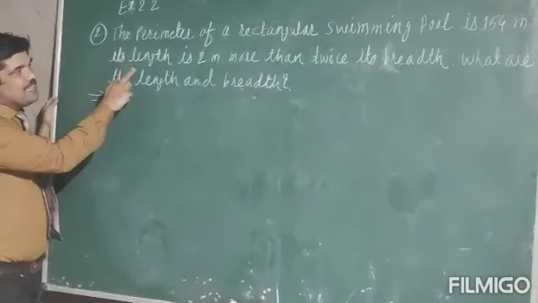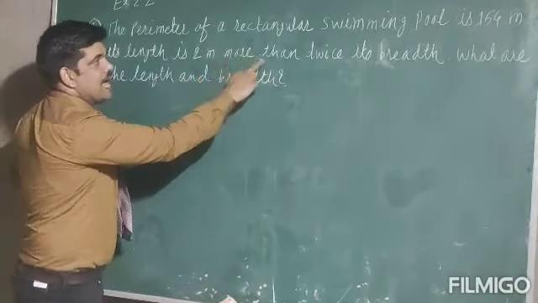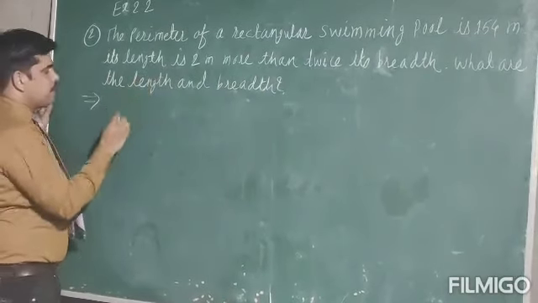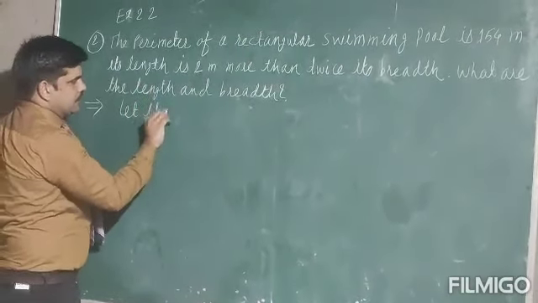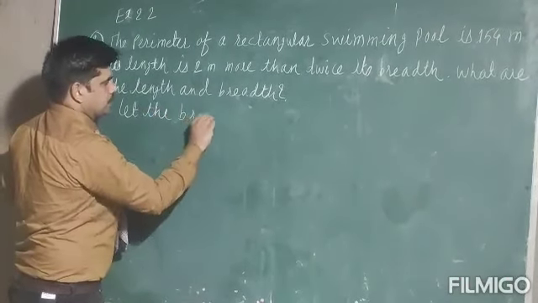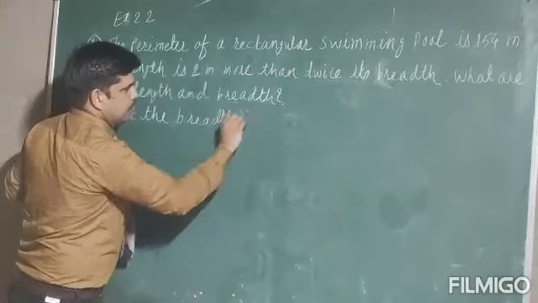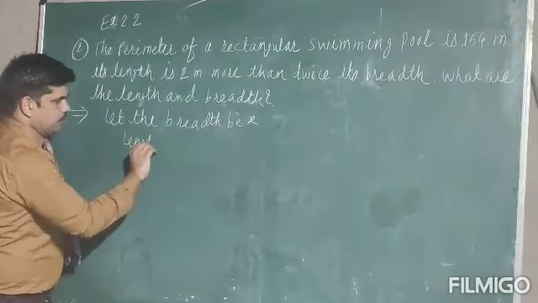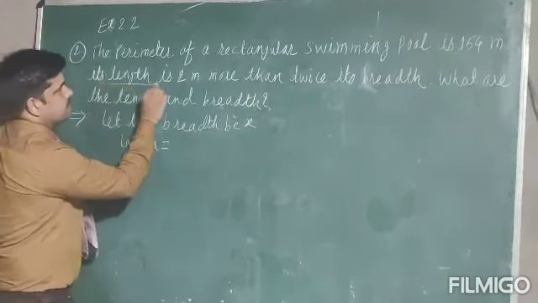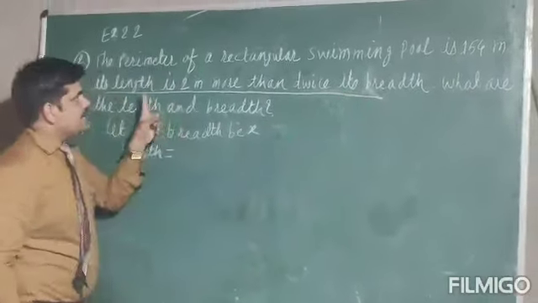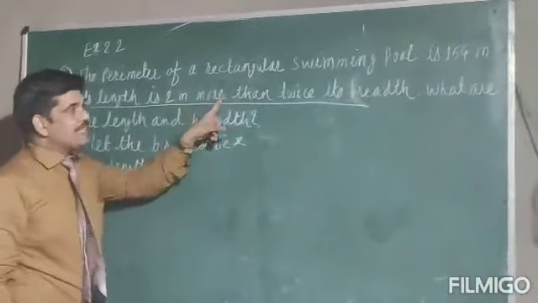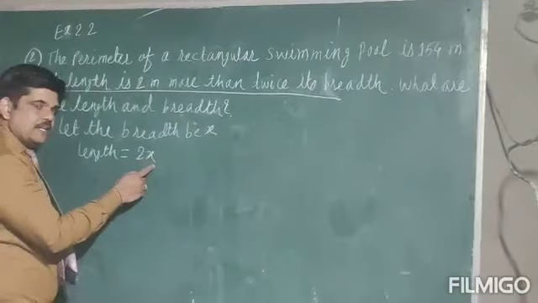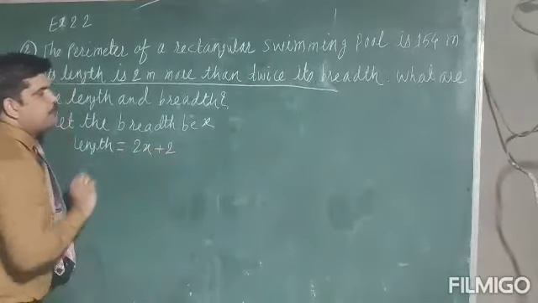Now its length is 2 meter more than twice its breadth. So what we need to consider? We need to consider x as a breadth. So let the breadth be x. Now breadth is x. So what is the length? So length is equal to, see now this sentence is very important. Length is 2 meter more than twice its breadth. So 2x. Twice of breadth is 2x and 2 more means plus 2.